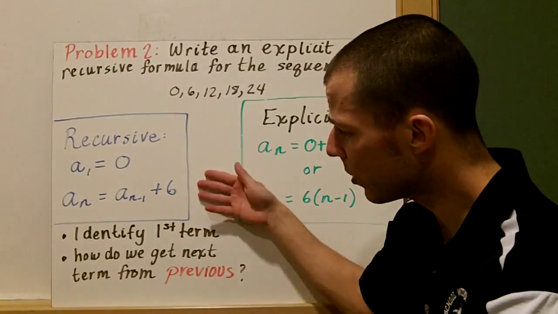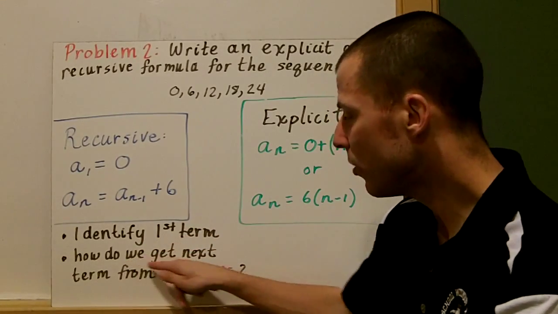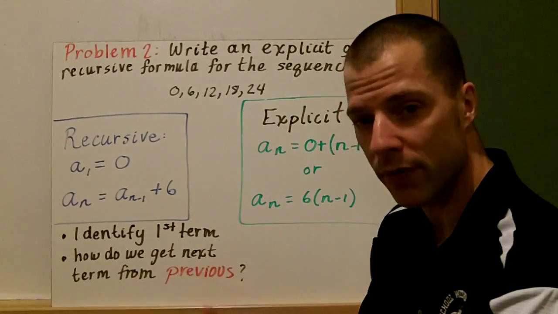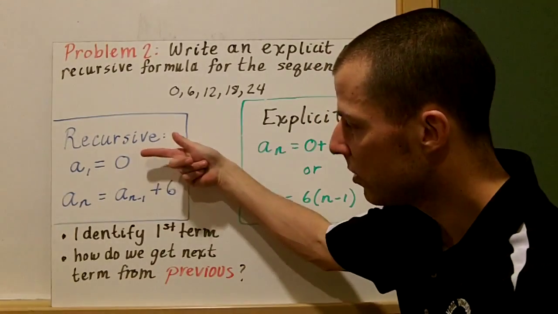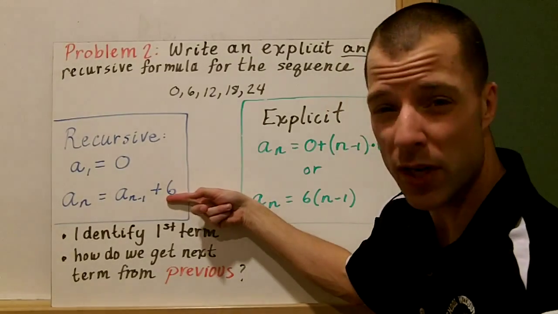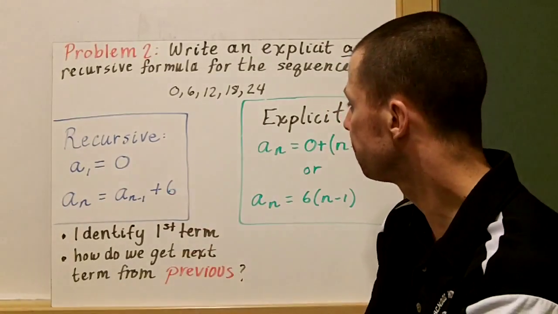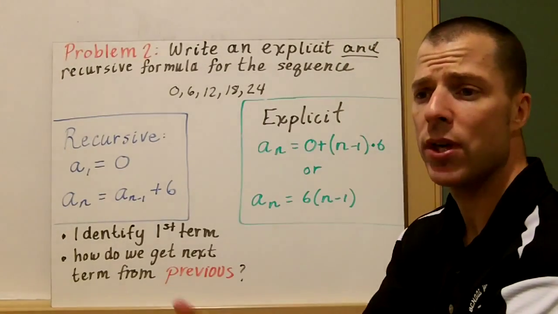Remember with recursive, you have to identify the first term, and then secondly, how do I get the next term from the previous term? That's what you have to ask. And when we write the recursive formula, you need to write the first term, and you need to write the rule, the equation, the definition. Now, an explicit formula, that's just using the equation in terms of n.